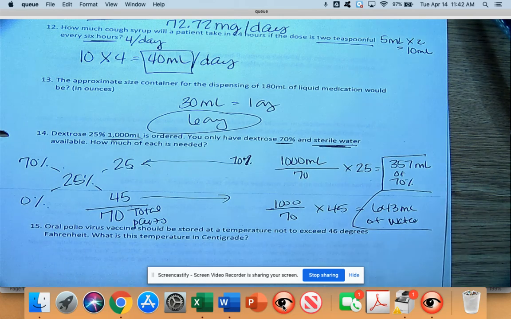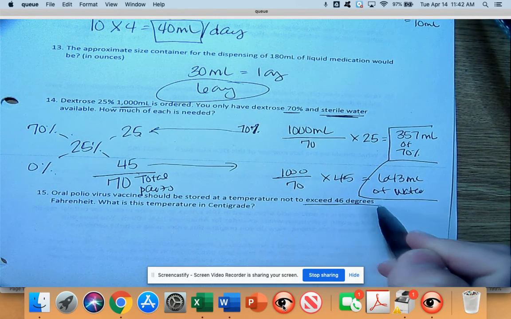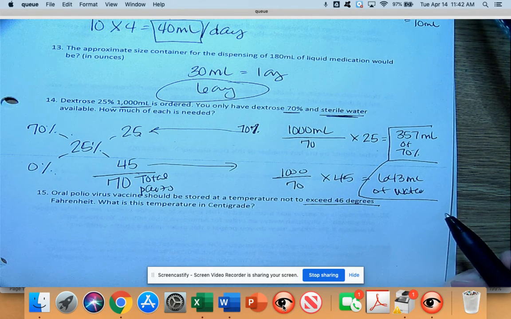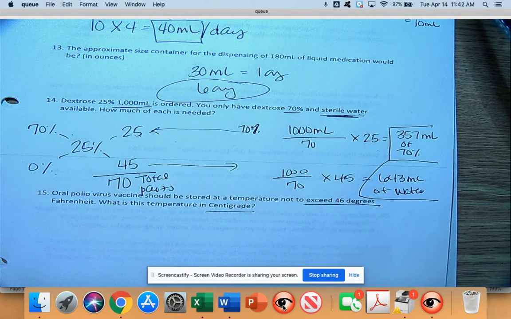Okay, guys, let's look at number 15. Oral polio virus vaccine should be stored at a temperature not to exceed 46 degrees Fahrenheit. So we want it to be 46 or below. What is the temperature in centigrade? Centigrade is another way to say Celsius.